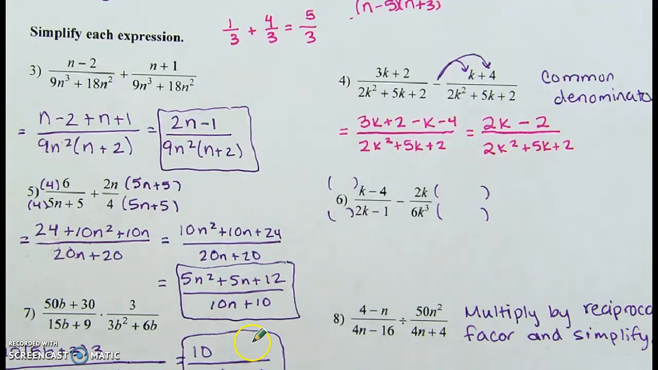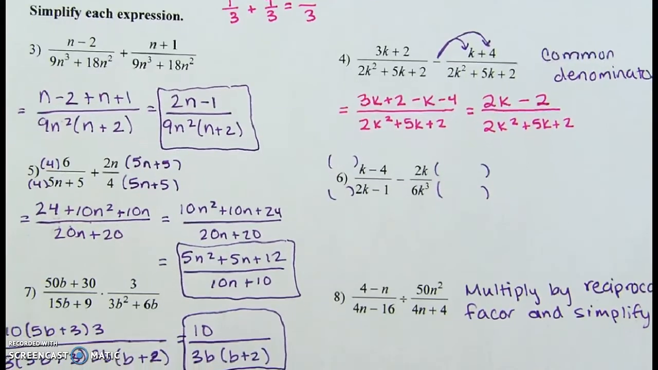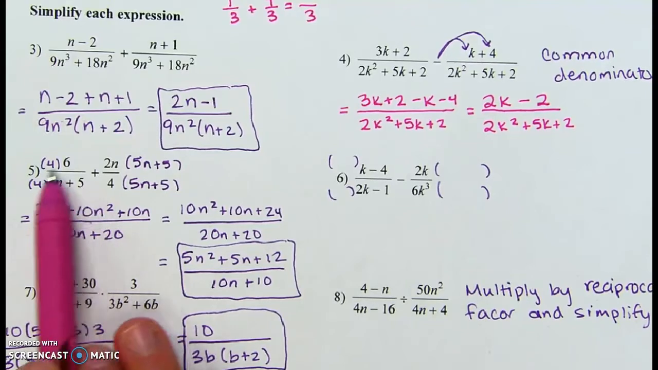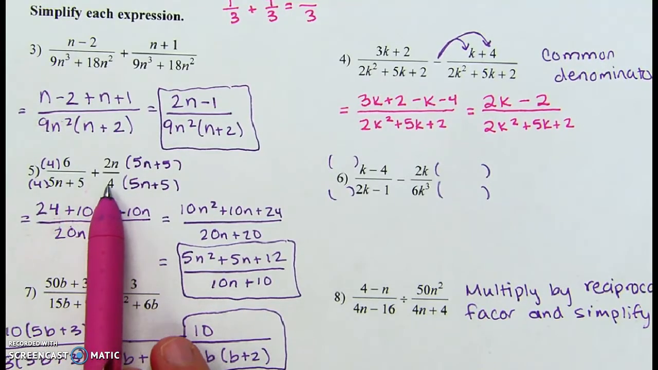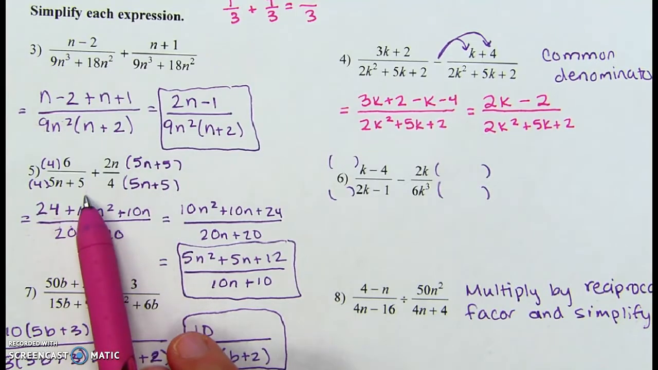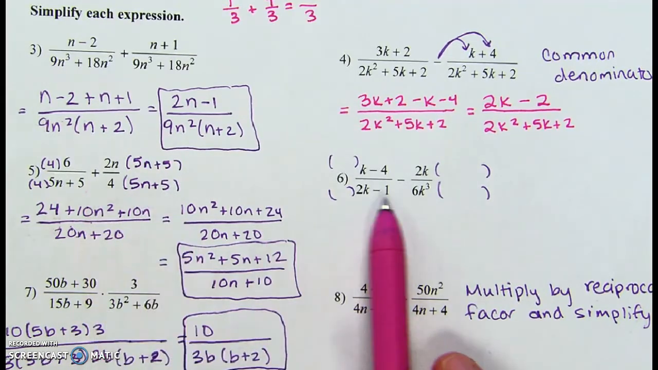Looking at 5 and 6, we have addition and subtraction, but were we given the common denominator? No. If we were not given the common denominator, we have to make our own. You ready? Here we go. How did we do it over here? Let's look at the example. It looks like I took this fraction and multiplied it by 4, and then I took the second one and multiplied it by 5n plus 5. So let's do that over here.